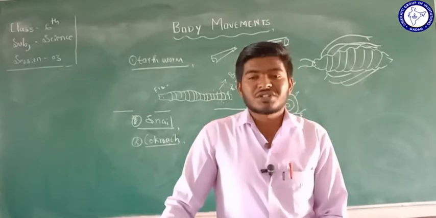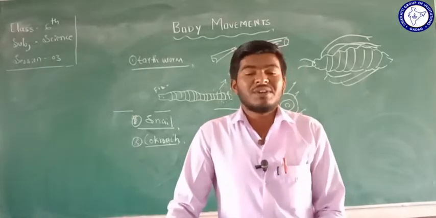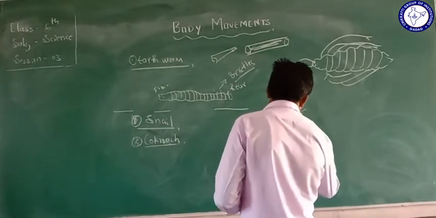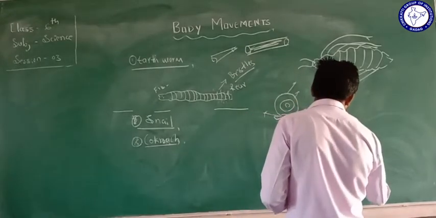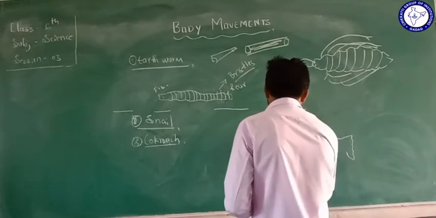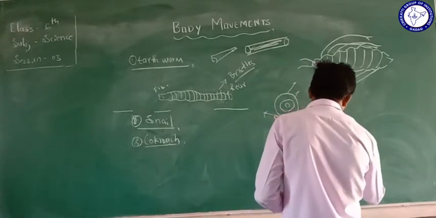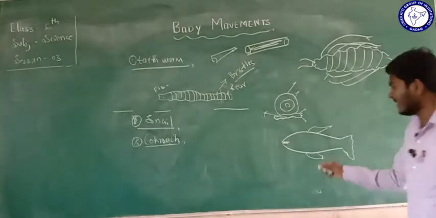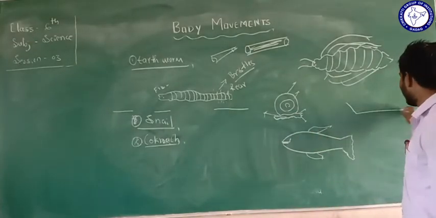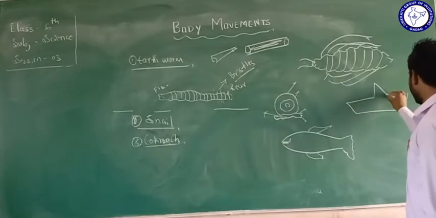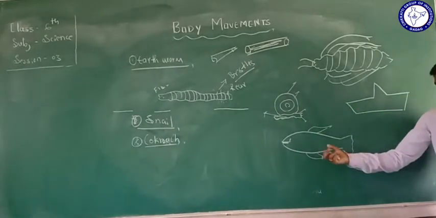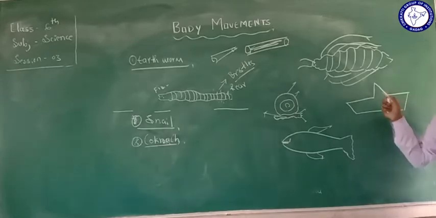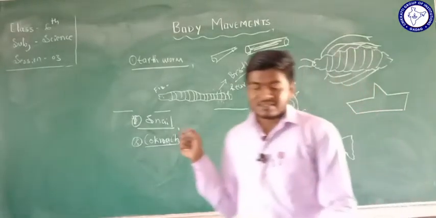Next it is the fish. The next organism which we are going to consider, which has movement, is the fish. When we see the fish body, it looks like a boat, isn't it? The body shape of the fish looks like the shape of a boat. This shape is called a streamlined shape.